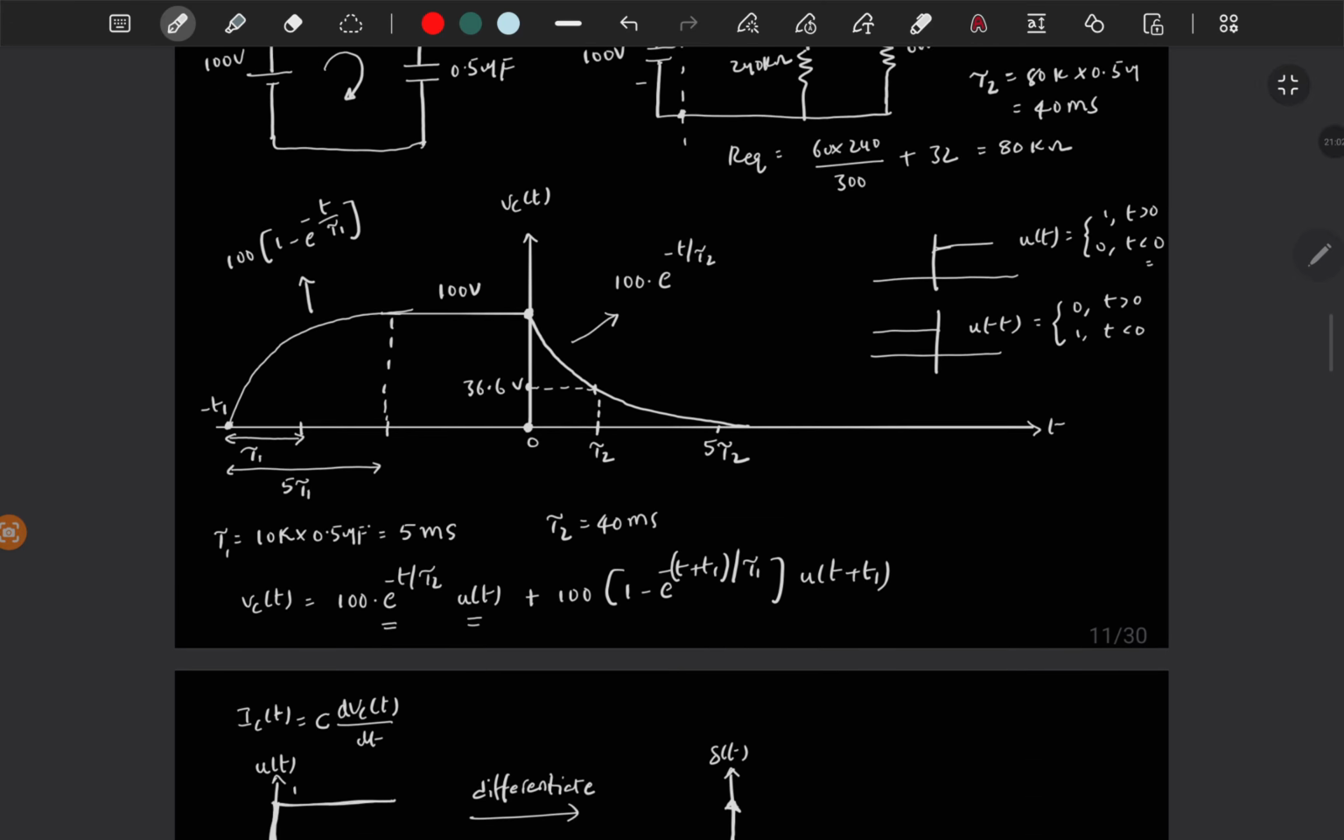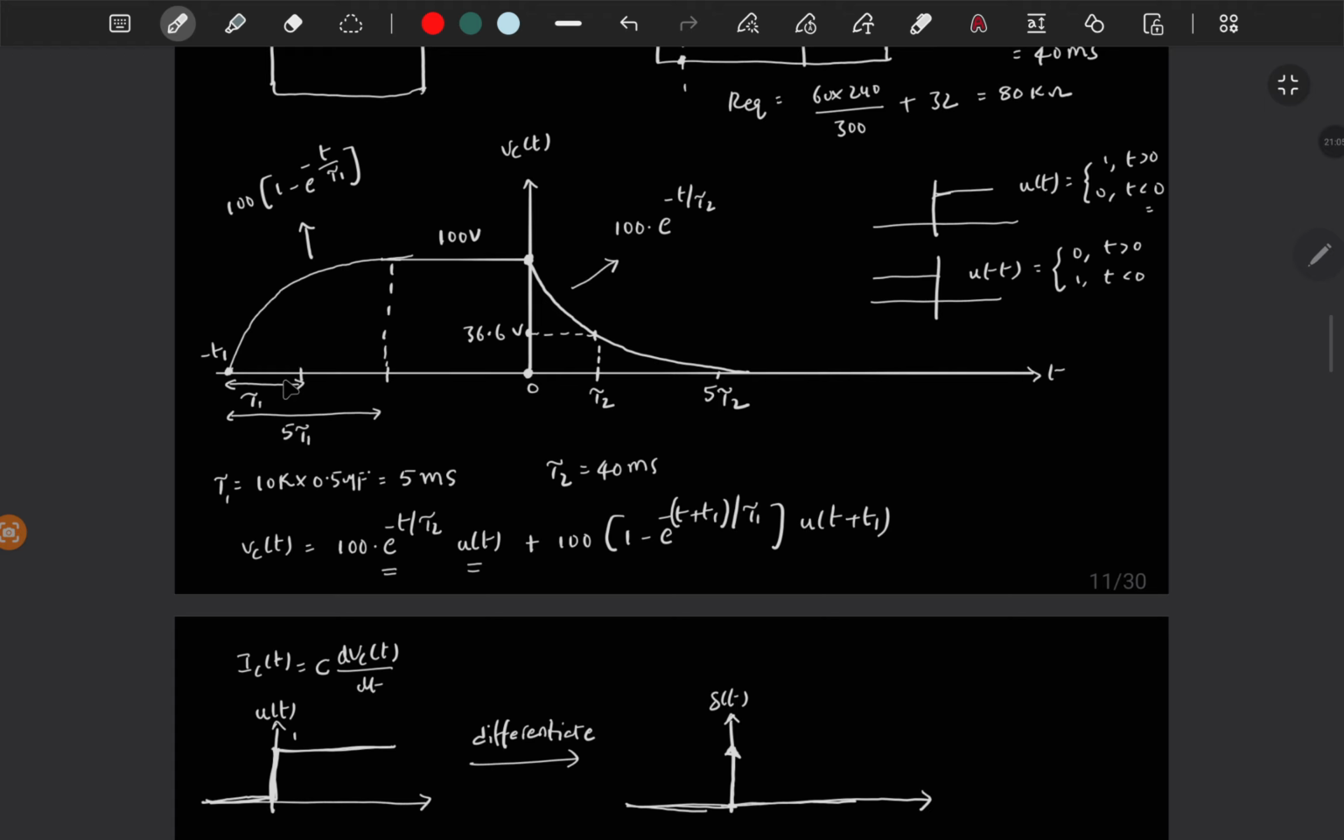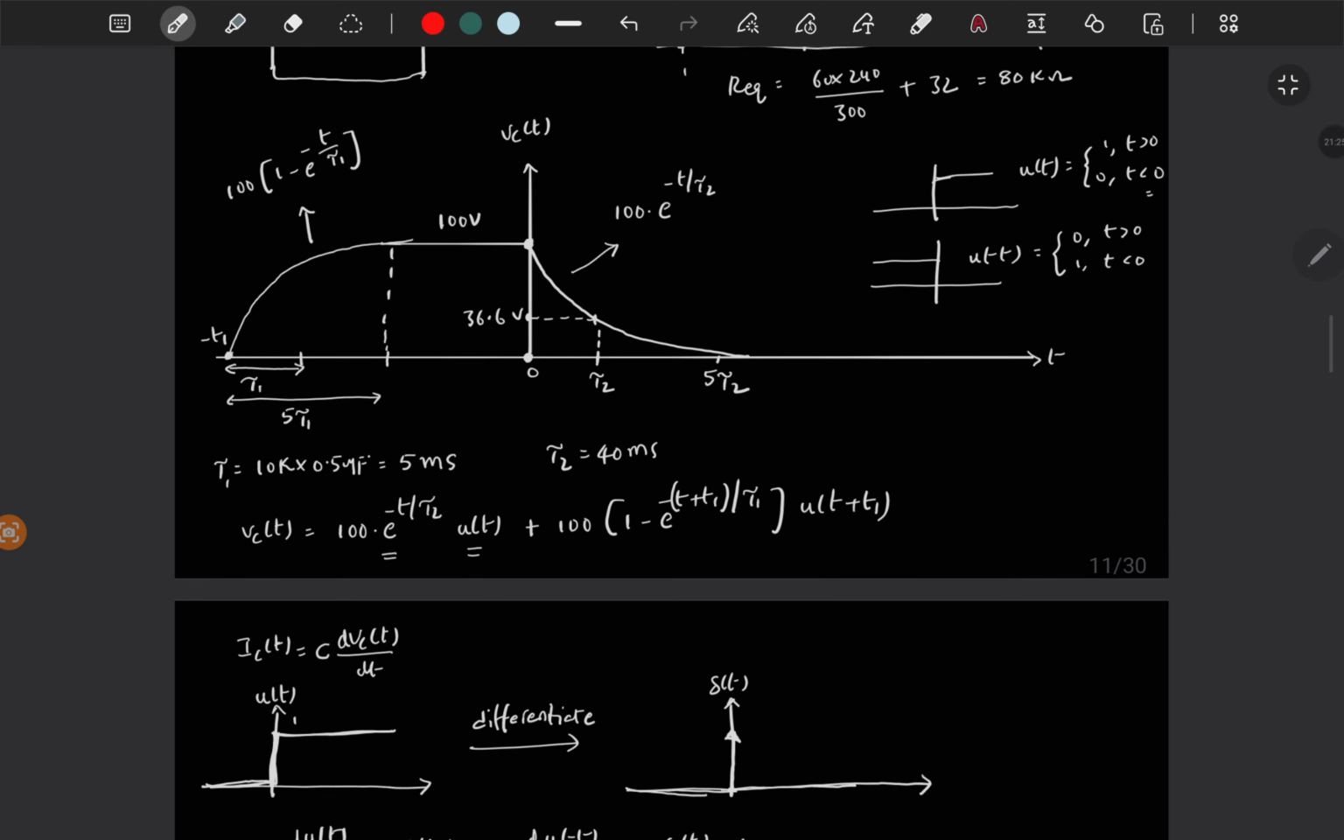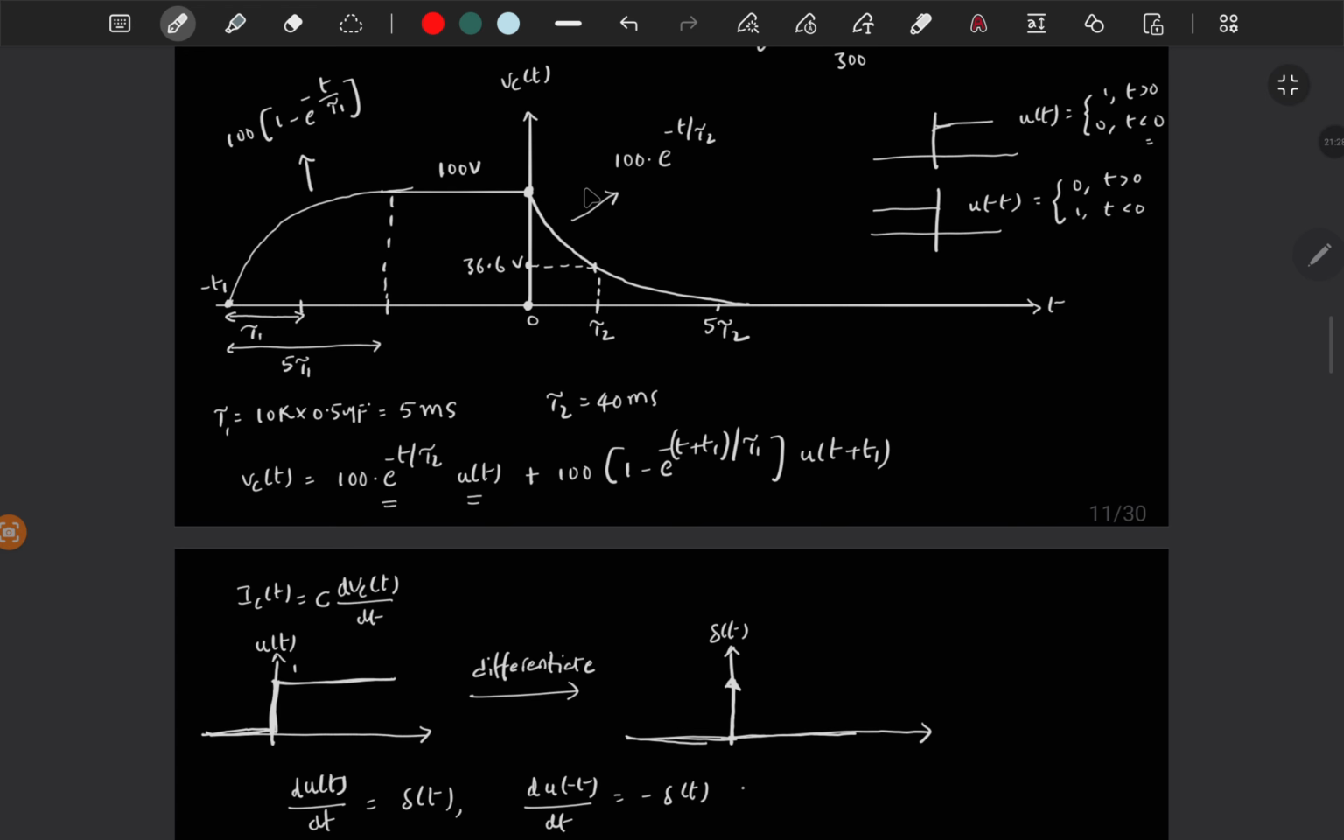And yeah, look at here, 100 e power minus t by tau 2 u of t is this equation, right? And we have 100 into 1 minus e power minus (t plus t1) by tau 1 u of (t plus t1). So this will just tell you it is left shifted. So this 100 is there for t greater than 0 also, but you don't need that. You have to make the magnitude 0 for t greater than 0. So 100 u of t.